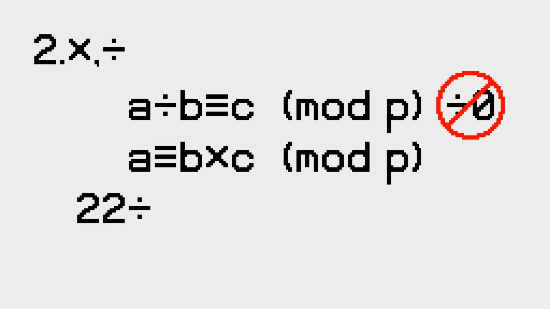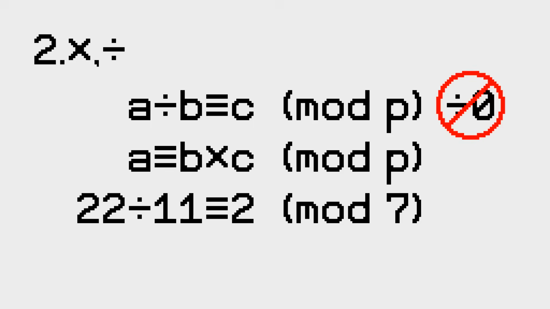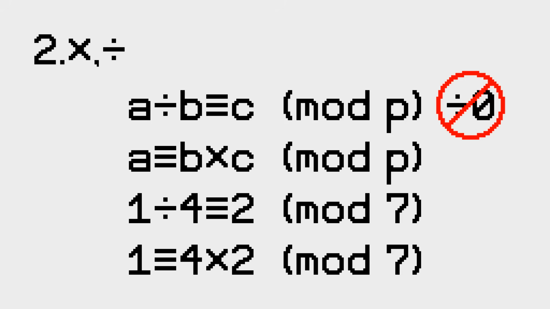If we divide 22 by 11, we get 2, but reducing everything mod 7, we get 1 divided by 4 is congruent to 2 mod 7. If we multiply both sides by 4, we get 1 is congruent to 2 times 4, or 8, which is consistent mod 7.